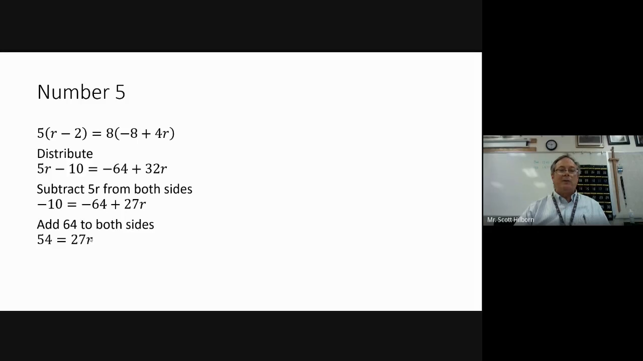And since 27 is multiplied, we eliminate it by dividing. So 27 divided by 27 is the number 1. And 54 divided by 27 is the number 2. All right, guys, any questions on that one?